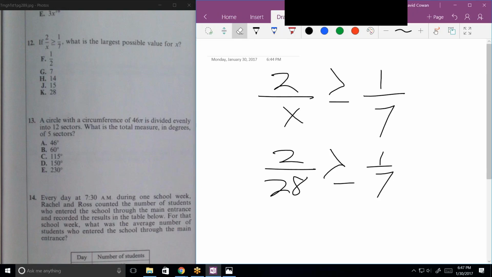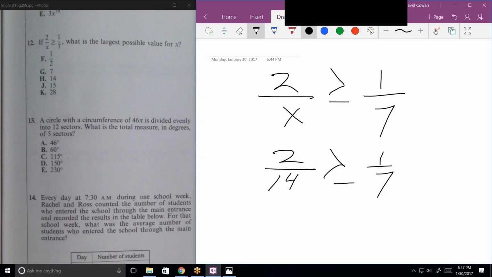Divided by 2, you get 1/14. No. Okay. Let's go to the next one. Is this true? No. Go to the next largest one. Is this true? Yes. That's the answer.